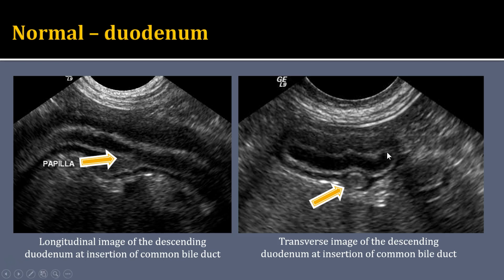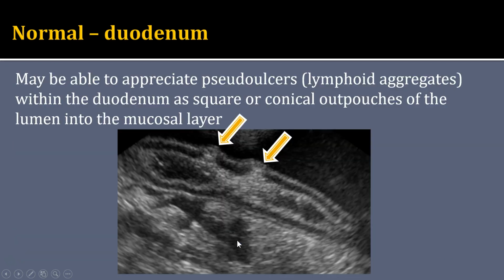This is a transverse image at the level of the papilla. So again, we can see our normal wall layering and proportion. And then here is a little transverse view of the more hyperechoic duodenal papilla. The ascending duodenum will look like the descending duodenum, obviously without a focal duodenal papilla.